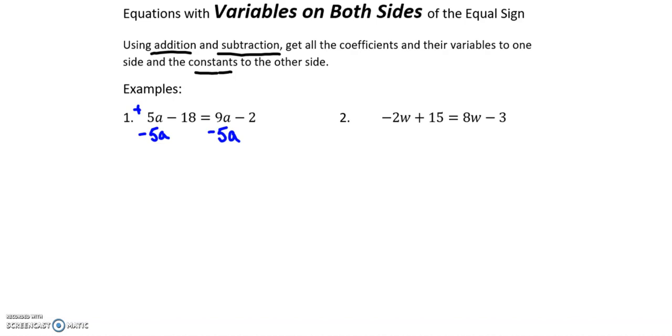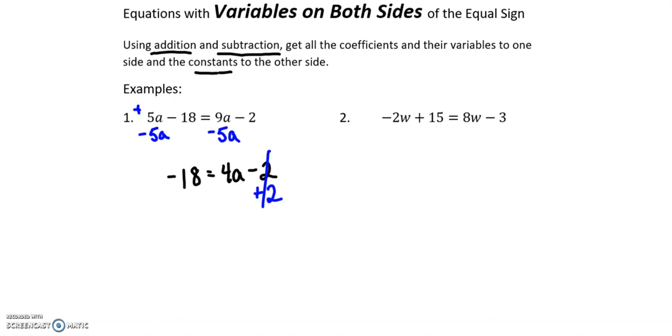So on the left side, the 5a's cancel out. We are left with a negative 18 on the left. 9a minus 5a is 4a, and then minus 2. Since I decided to put all the a's on the right side of the equal sign, all the numbers that don't have a's attached to them I'm going to move to the left side, which means I have to cancel out that minus 2 on the right side by doing plus 2. That's going to cancel it out.